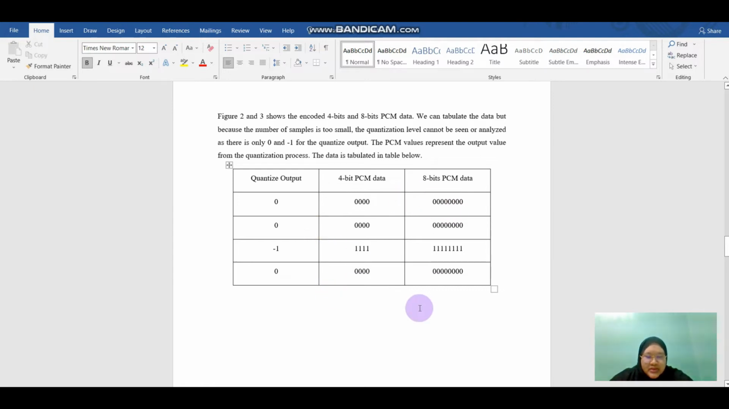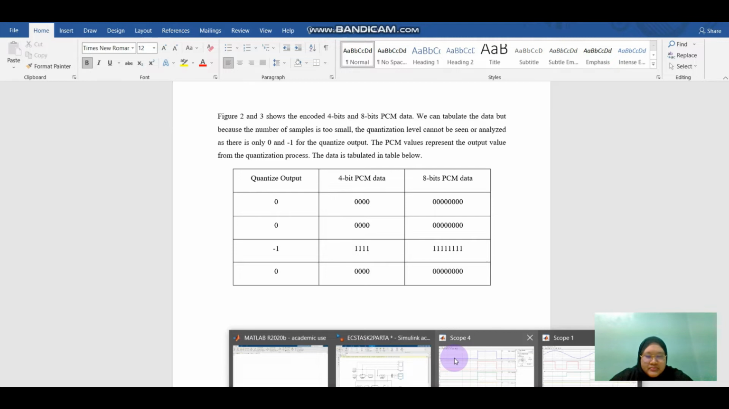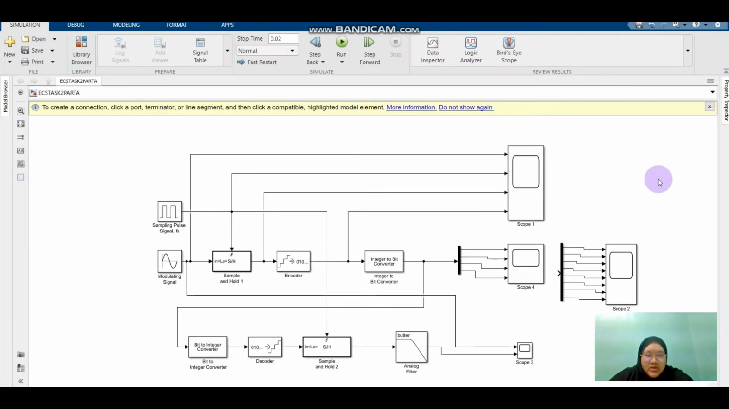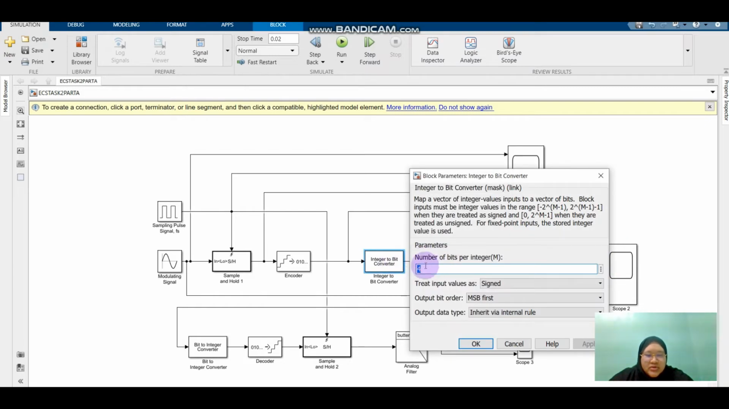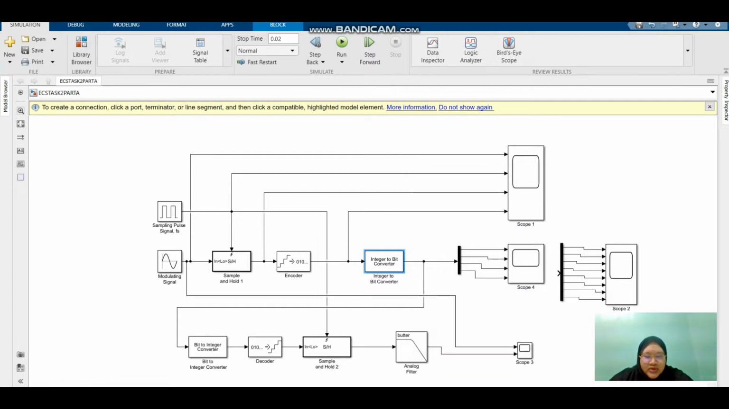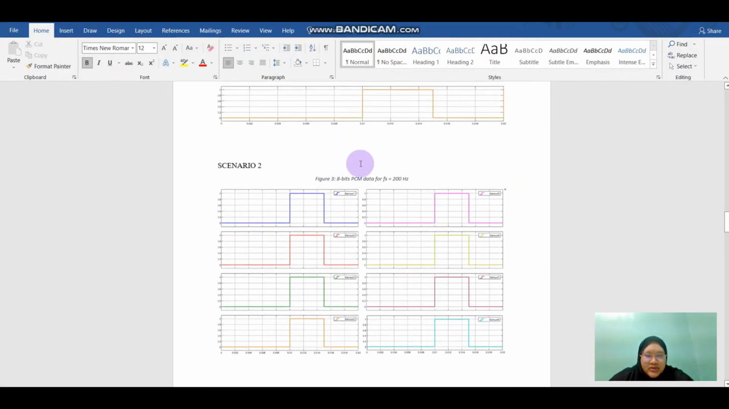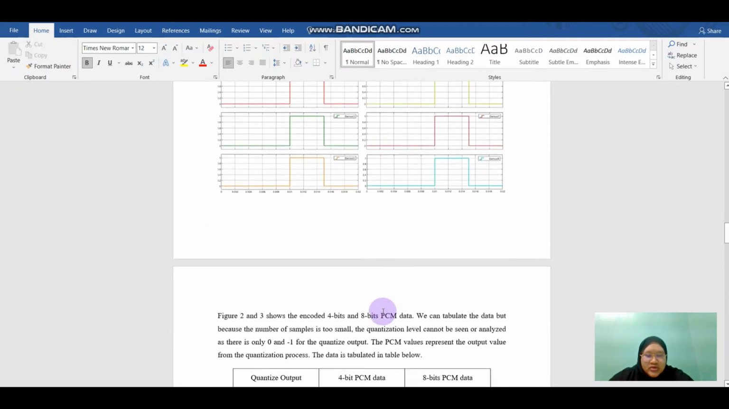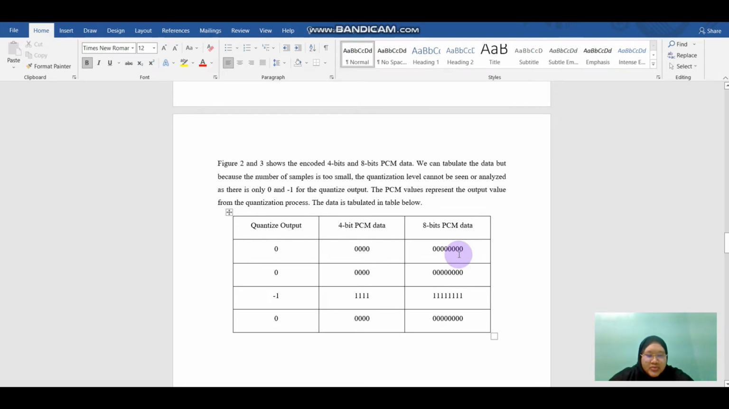For the 8-bit PCM data, it will be the same. We just need to change this scope to the one that has 8 input signals, and then change every number of bits to 8. For that I also have the result here. It is read from top to bottom and then from left to right: 0, 0, 0, 0, 0, 0, 0, 0. The data I have also put in the table.